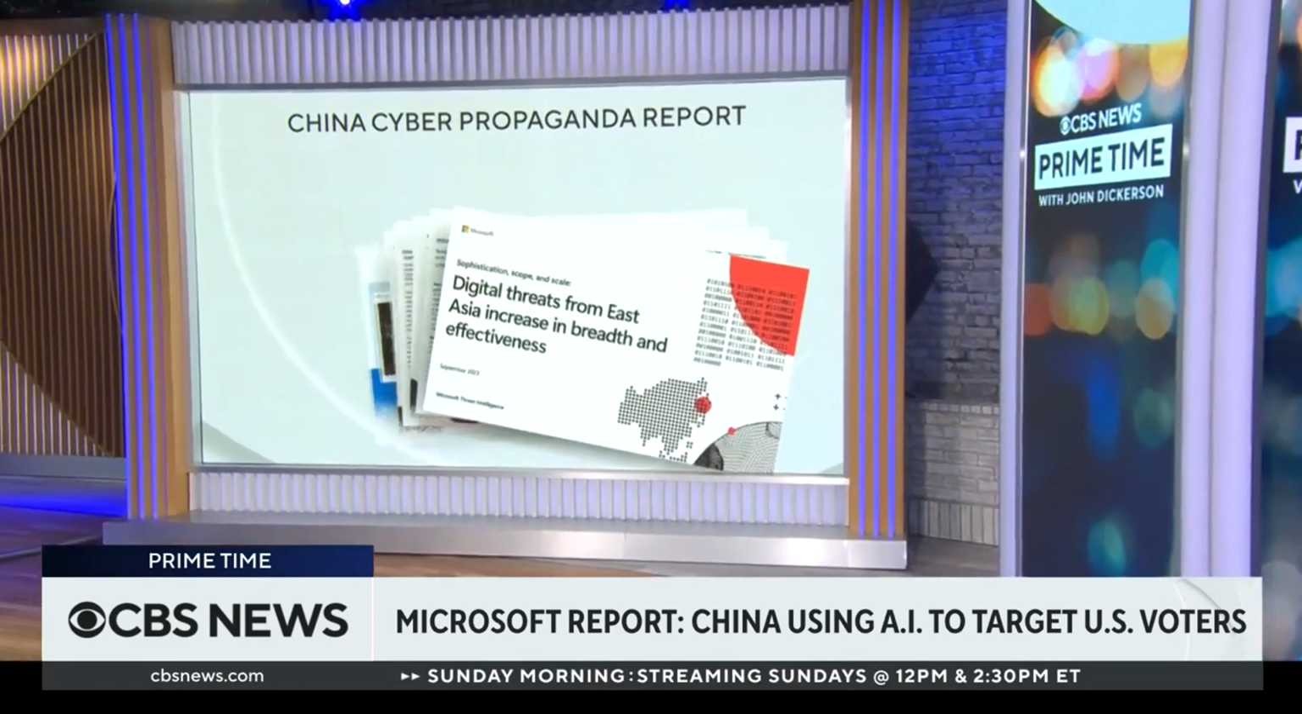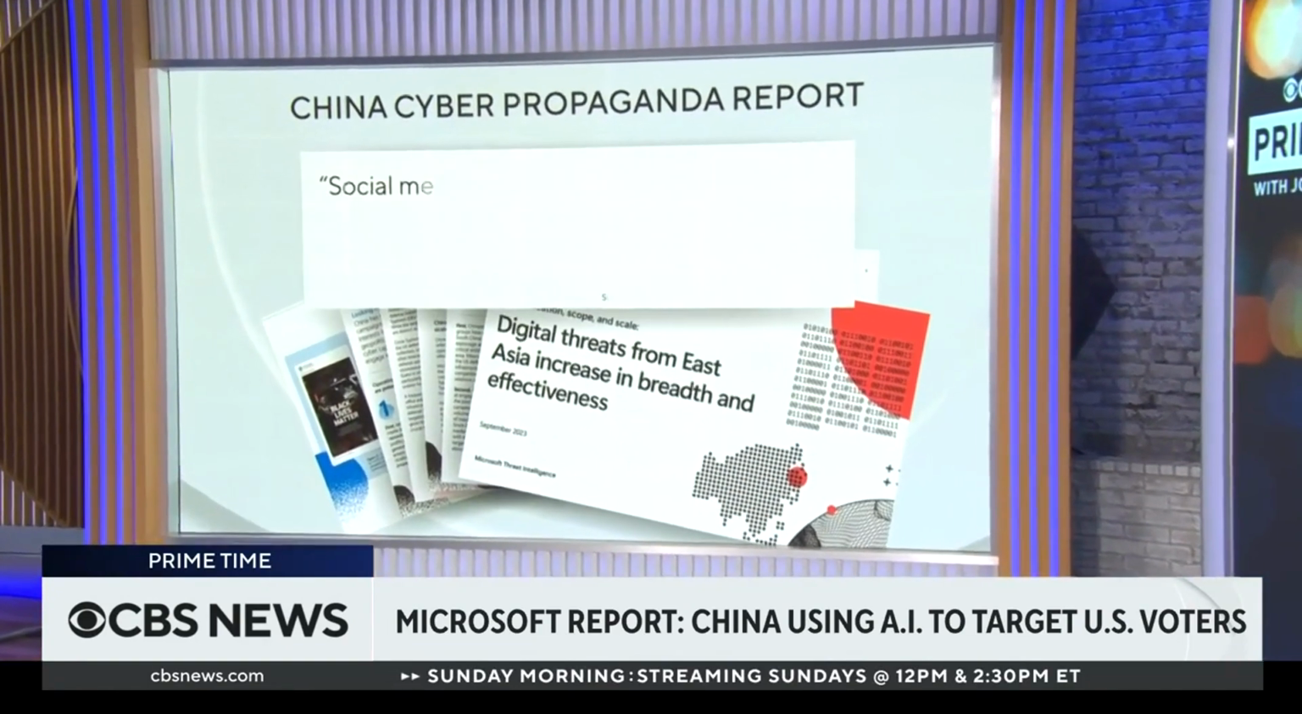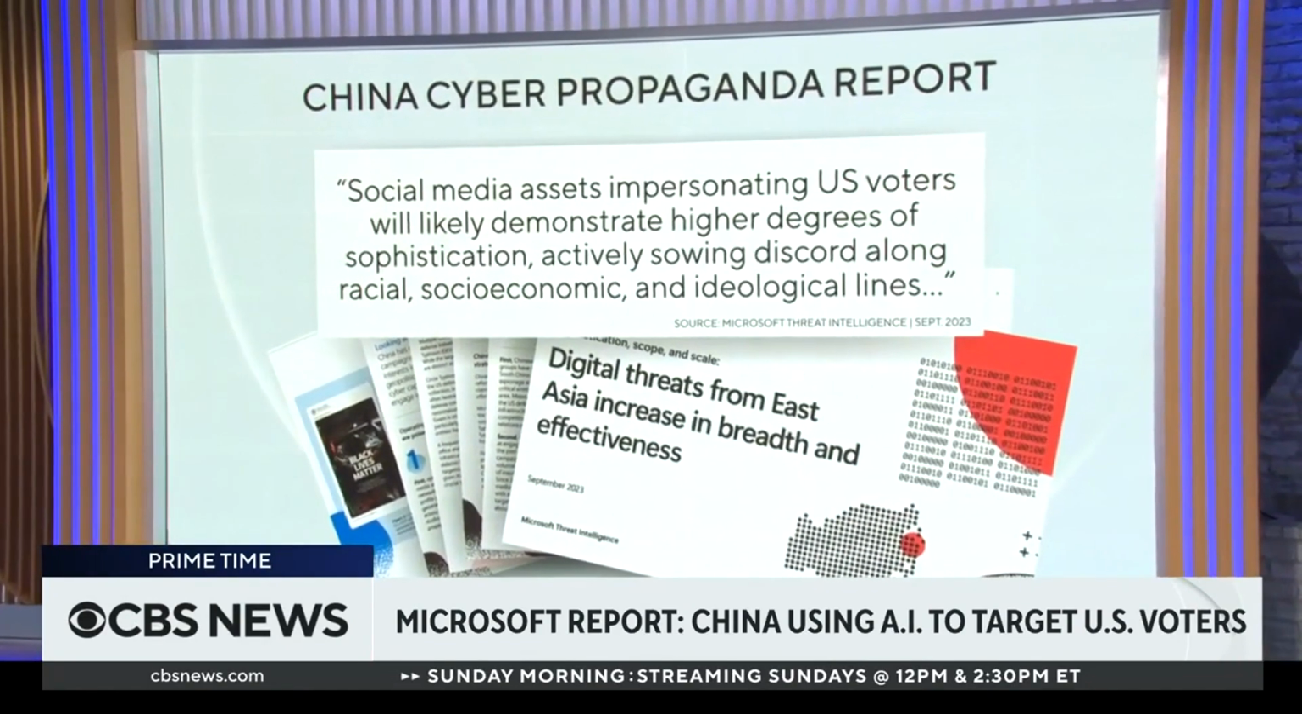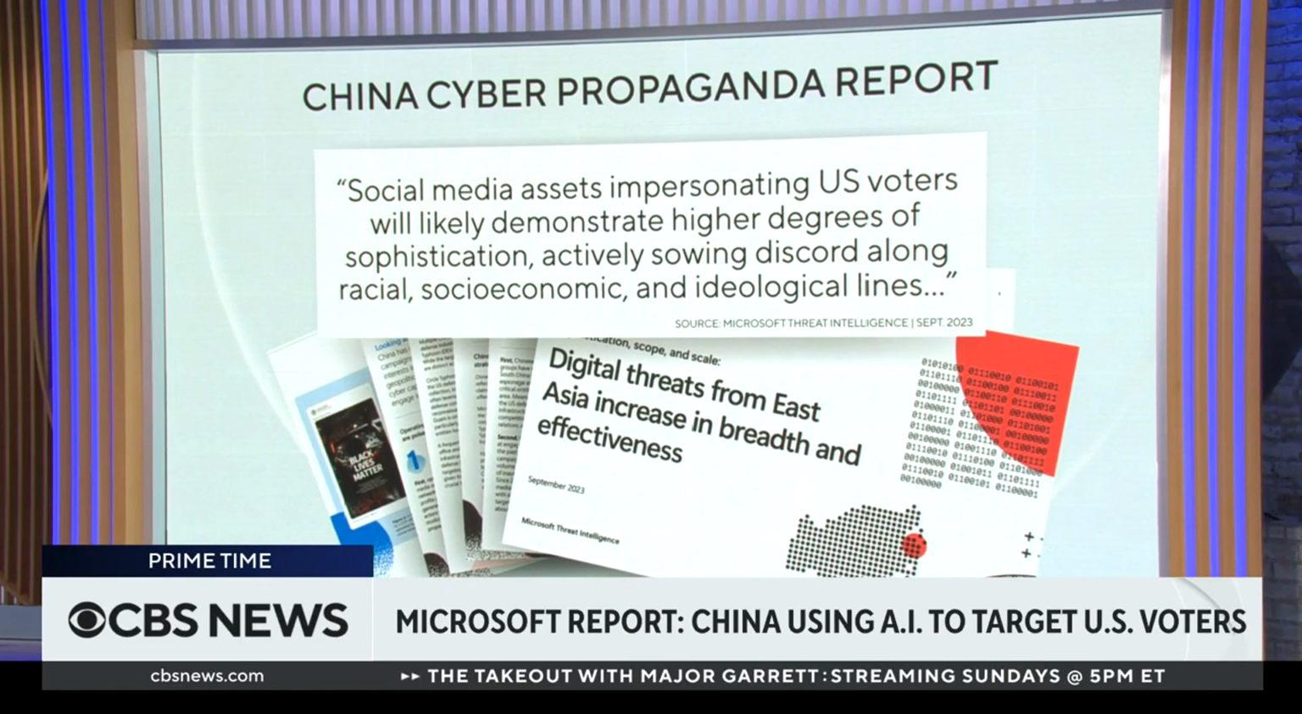A new report by Microsoft is detailing a cyber campaign China is using to influence voters in the U.S. It says China is using artificial intelligence to automatically generate images meant to mimic people across the political spectrum. The report says these impersonators, many on social media, will, quote, "demonstrate higher degrees of sophistication, actively sowing discord along racial, socioeconomic, and ideological lines."